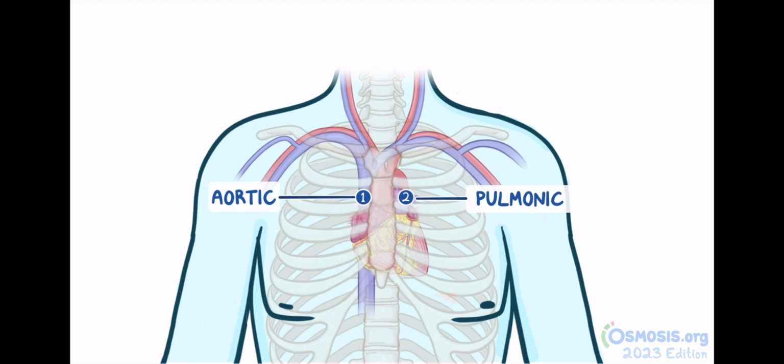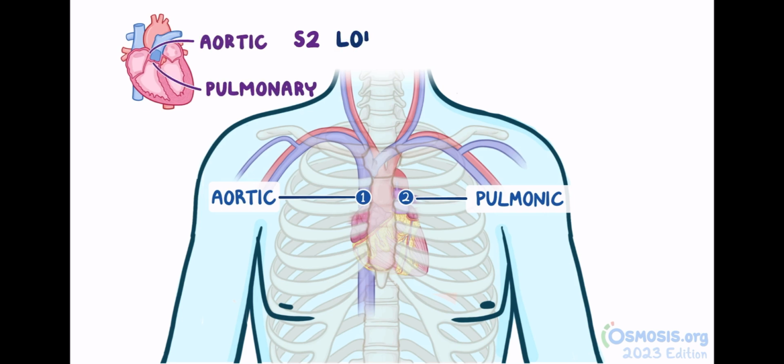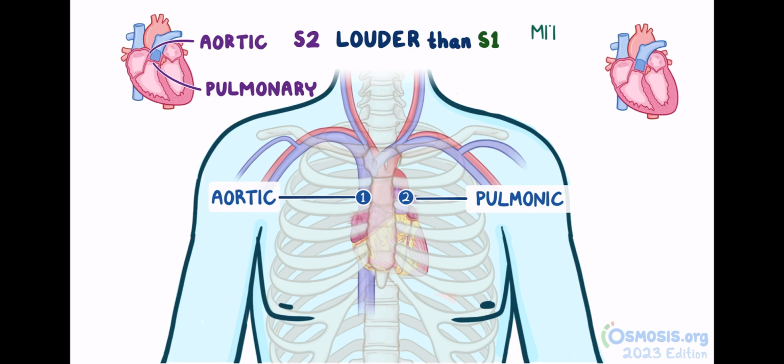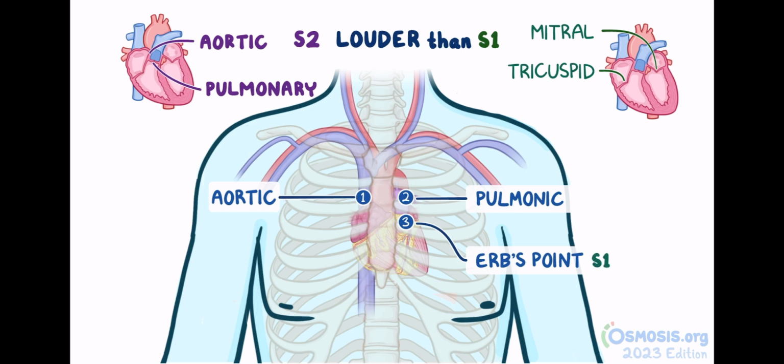Next is the pulmonic valve, which is best heard at the second intercostal space at the left sternal border. At both of these locations, S2, the second heart sound, which represents the closure of the aortic and pulmonary valves, is louder than S1, the first heart sound, which represents the closure of the mitral and tricuspid valves. Then, move your stethoscope to Erb's point, which is at the third intercostal space at the left sternal border. This does not correlate to a valve, but is significant because it represents where the S1 and S2 heart sounds can be heard equally.